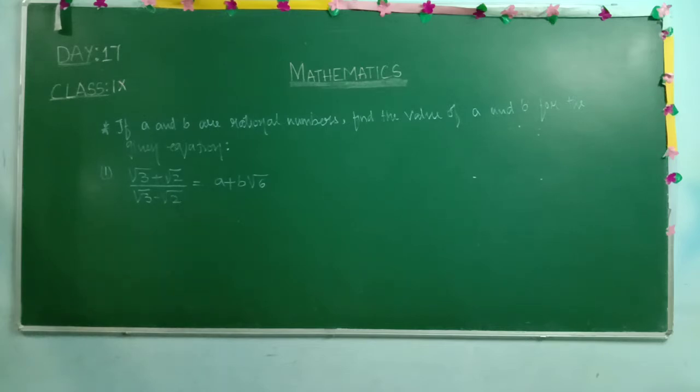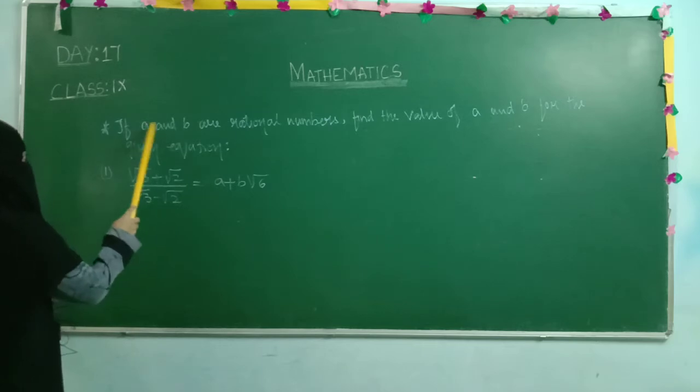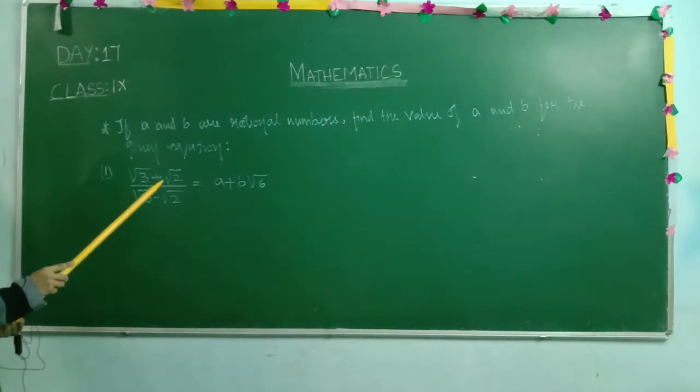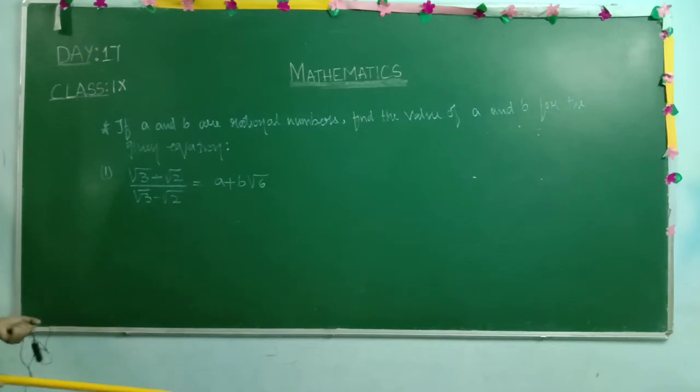So let's first see what the question is asking. If a and b are rational numbers. What are this a and b? It is given in the question itself. These are rational numbers. We don't know what they are, but it is given they are rational numbers. What are rational numbers? The numbers which are in the form of p by q are called rational numbers, but the q value should not be 0, and p and q can be any integers.